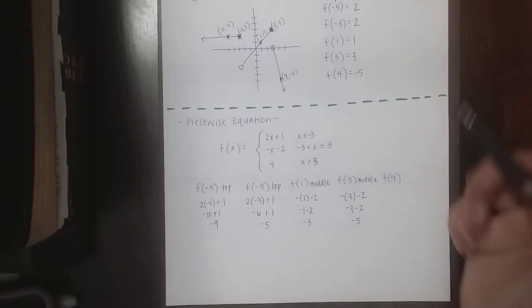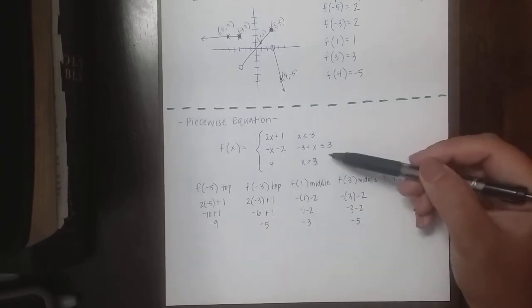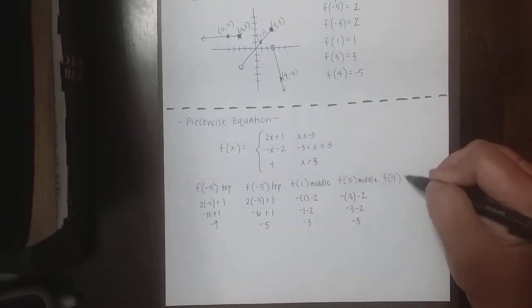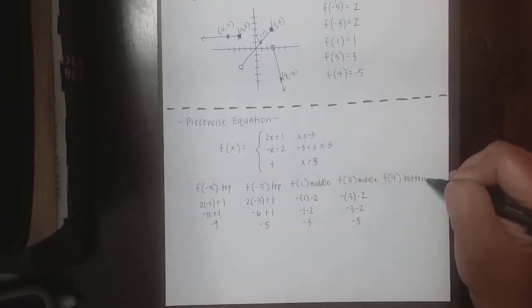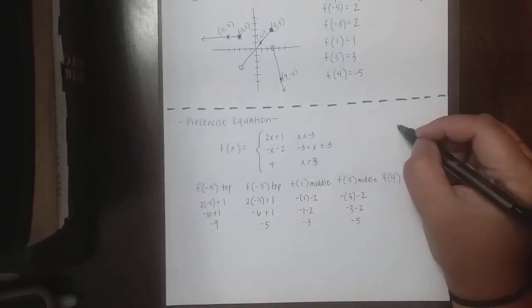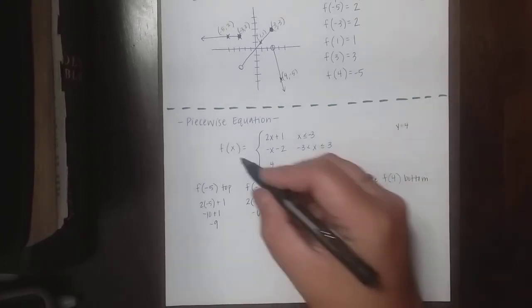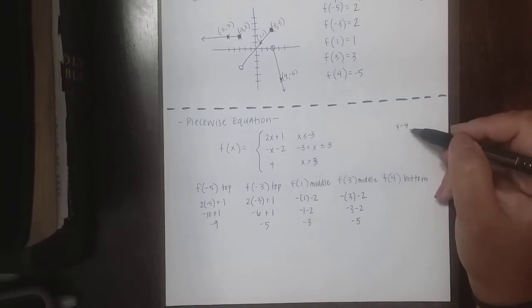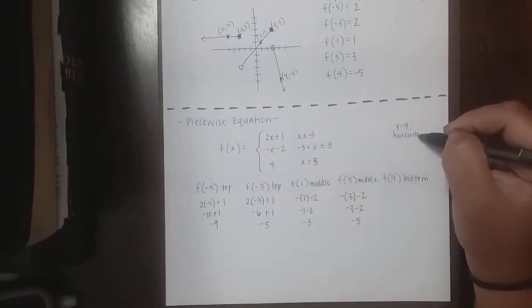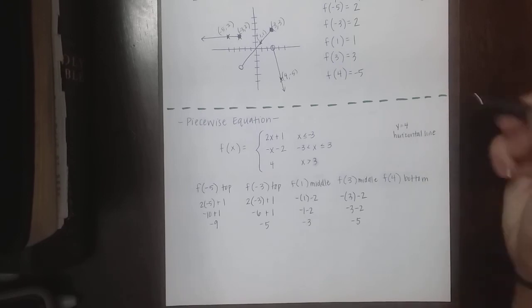And for our last one, I'm looking for f of 4, and f of 4 would go in the bottom because 4 is bigger than 3. And the bottom one looks a little weird. The bottom one is just 4, right? That's like saying y equals 4 or f of x equals 4, right? And that means that it's a horizontal line. If it's just a number, it's a horizontal line.